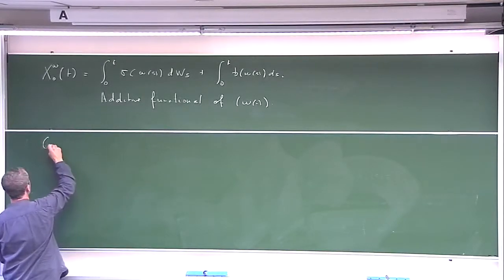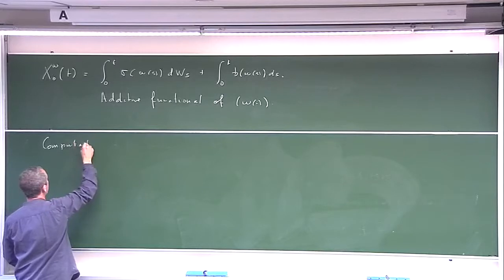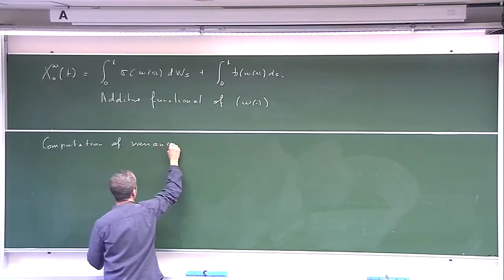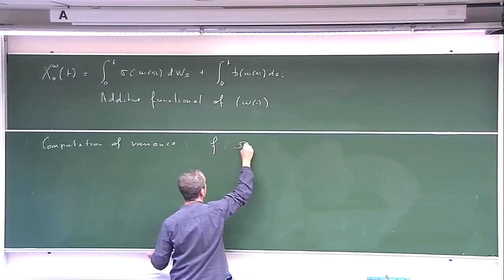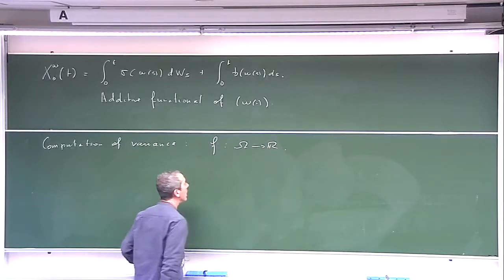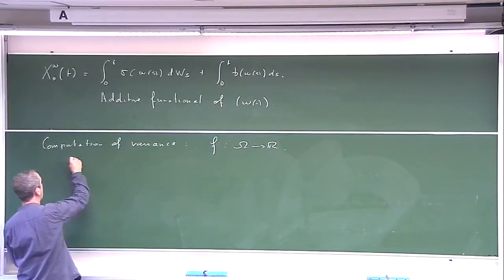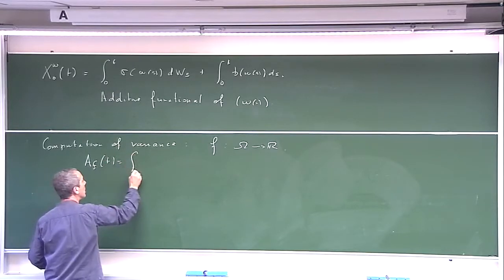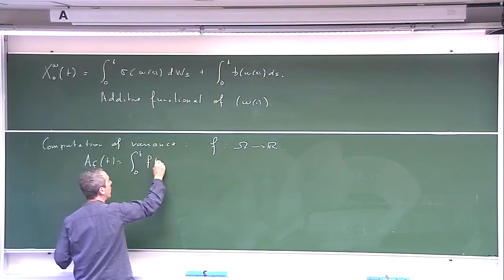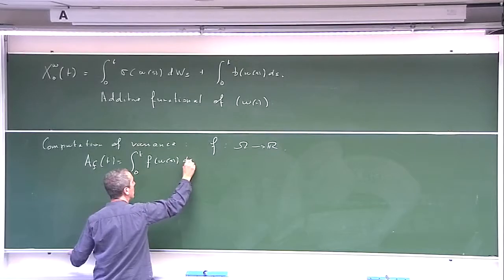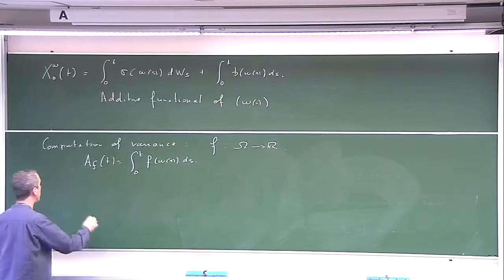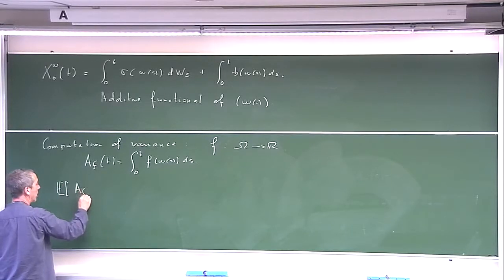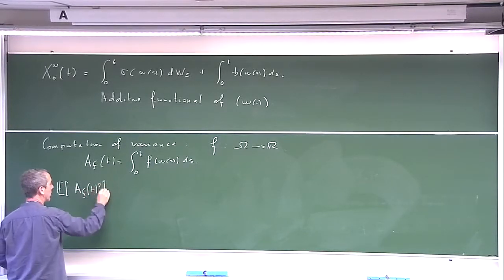I do computation of variance. So take a function f of omega, values in R, and let us define the additive function f of t to be the integral from 0 to t of f of omega of s ds, and let us compute the variance of this guy. So I compute the expectation at equilibrium of f of t squared.